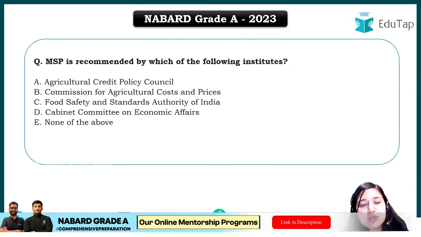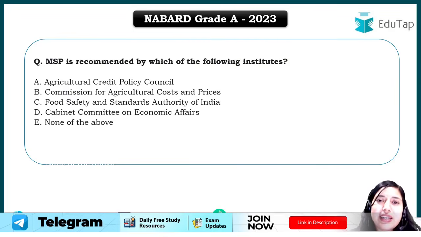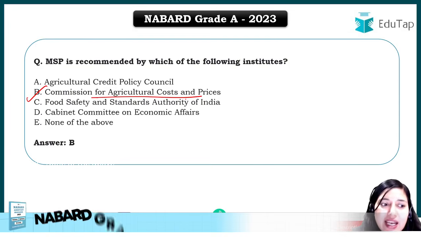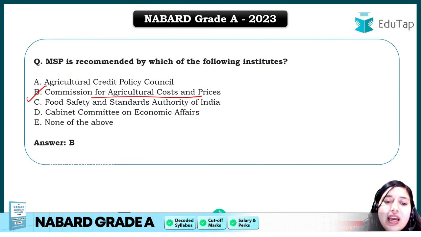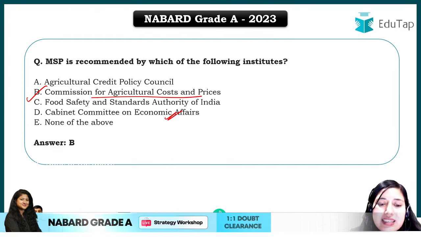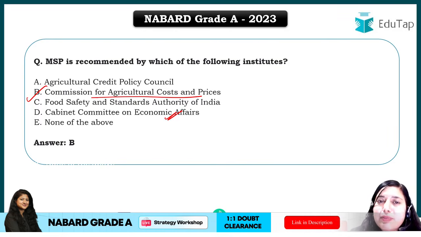Now, another question, again a very easy question from MSP. So it has been asked to you that MSP is recommended by which of the following institute? Okay, so basically for MSP the recommendation is given by CACP, which is Commission for Agriculture Costs and Prices, right? Recommendation is given by CACP and it is approved by Cabinet Committee on Economic Affairs, right?